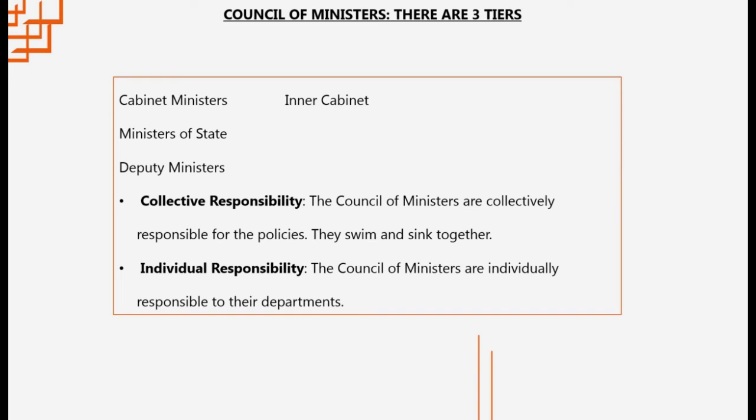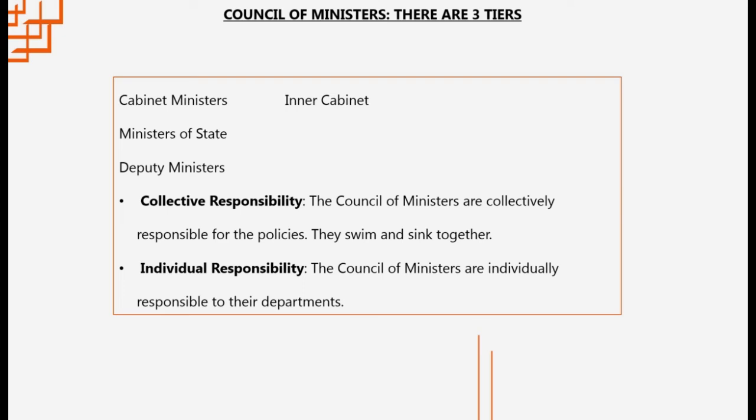Ministers of State. The Ministers of State are below in the rank of cabinet ministers. They either may be given independent charge of departments, for example, Rao Indrajit Singh, or attached to cabinet ministers, for example, General Retired V.K. Singh. The Ministers of State do not attend cabinet meetings unless invited. They attend when something related to their department is considered by the cabinet.